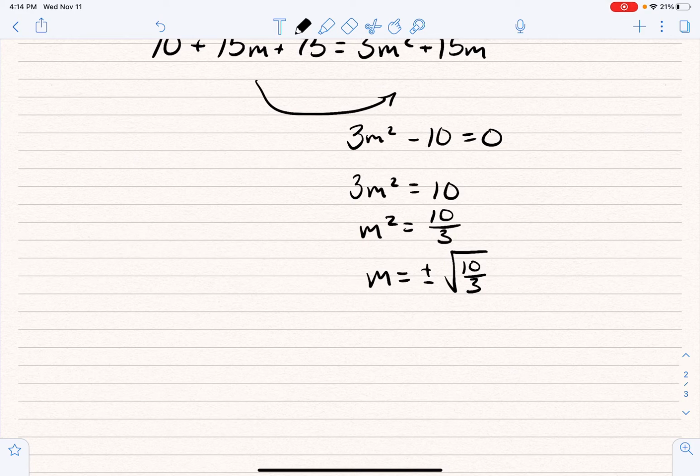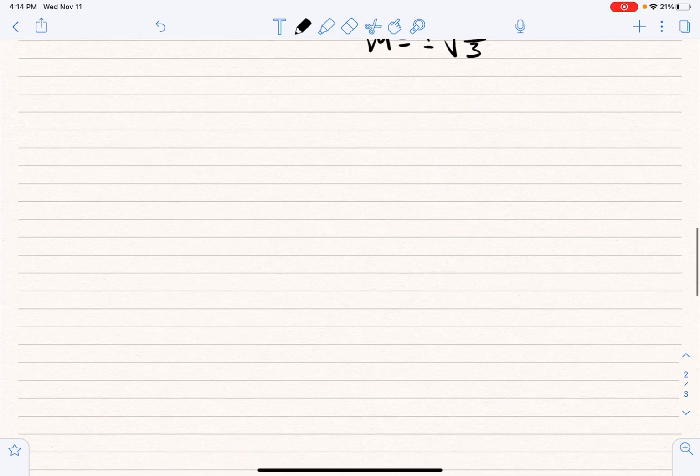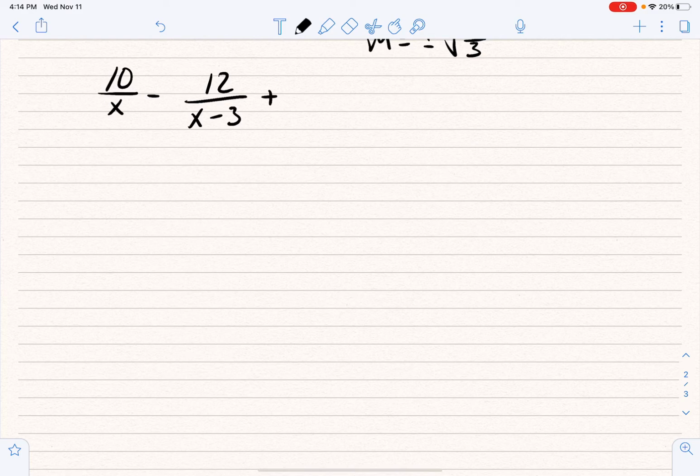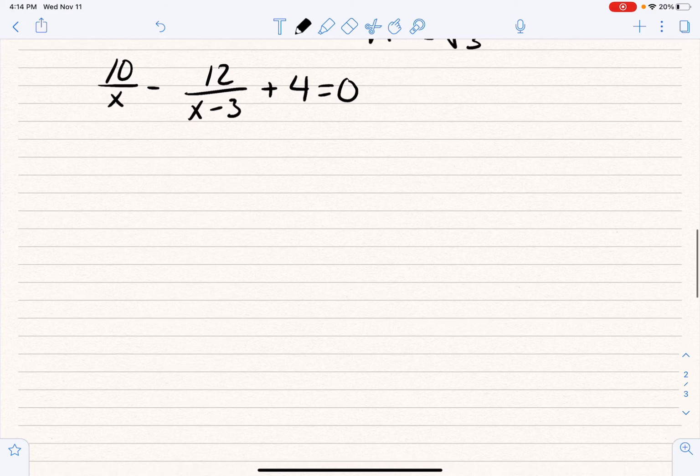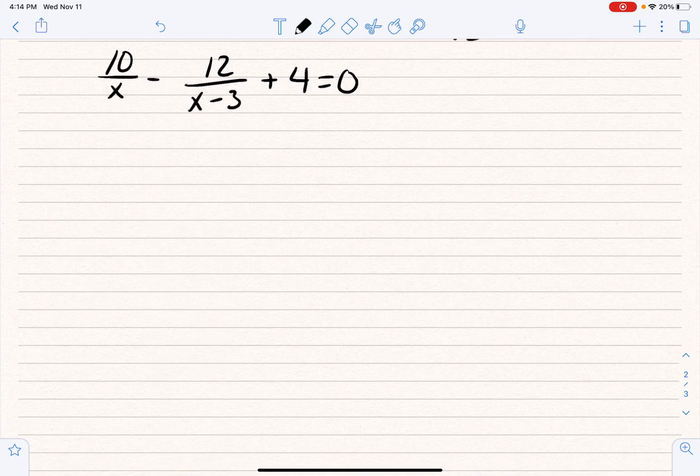And I know that was an odd one. We kind of always want things to come out cleaner and nicer, but sometimes they don't. Okay, let's try one more, and then I'll let you get started on something else. So I want you to do this one. How about 10 over x minus 12 over x minus 3 plus 4 equals 0. All right? Okay, I'm going to let you guys work on this one for about 3 or 4 minutes. We'll pause the video right here, and then we'll come back together and do it.